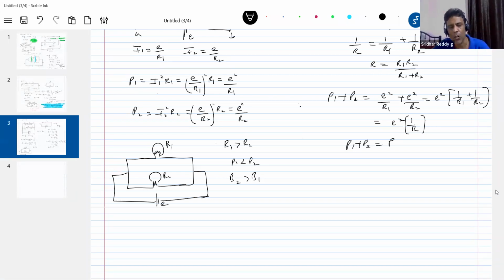So how to predict the brightness of a bulb? By knowing the power dissipated across the bulb. Getting the method? This one. So this is about the series and parallel conditions. Okay, let's go for some application part on this.